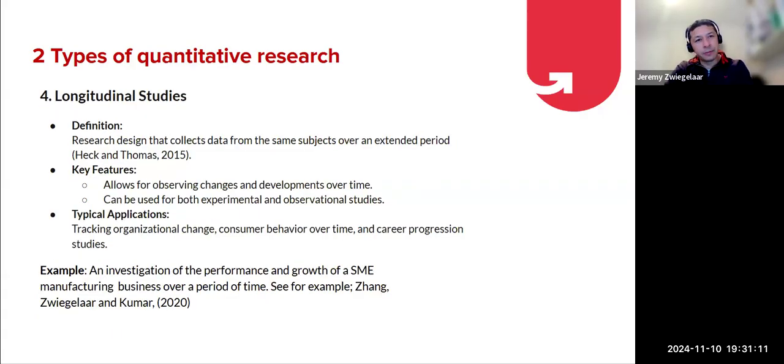Longitudinal studies, these are interesting. Just to be clear, I don't think you will do a longitudinal study because it involves at least 5 to 7 years of data collection. So it is a research design that collects data from the same subjects over an extended period, it tends to be between 5 and 7 years, and it can be longer. You would probably know of some of the income surveys as being classical ones in terms of longitudinal studies. The income studies would look at how people's income changes over time.